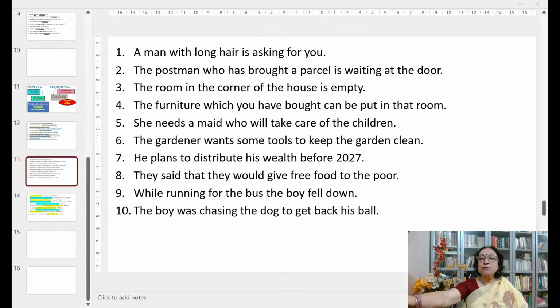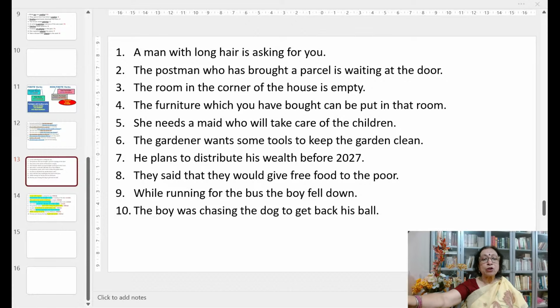Okay, sentence number 5. I didn't see your answer. Let me see. To keep the garden clean, Purushothaman K. Purushothamanji, it is not a clause. To keep is non-finite verb. Therefore, we can't consider it as a verb. We consider it as a non-finite, and it is a phrase. It is not a clause.